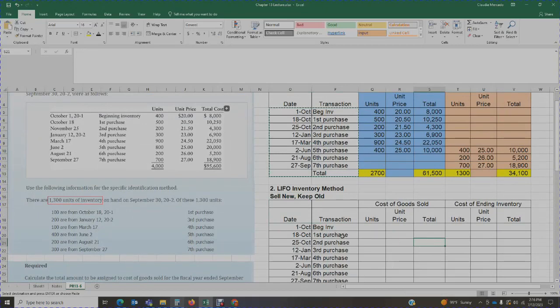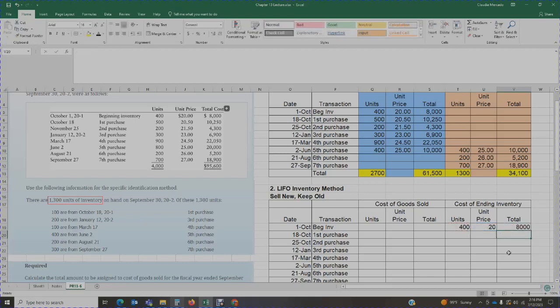Now the problem says that we are using LIFO. Last ones in are the first ones out. We sell the new and we keep the old. So if we keep the old, which are my oldest units? I am keeping 1,300 of my oldest units. So my oldest units begin up here with my beginning inventory. So I've got 400 units at $20. I'm keeping those. So I'm going to keep 400 units at $20.